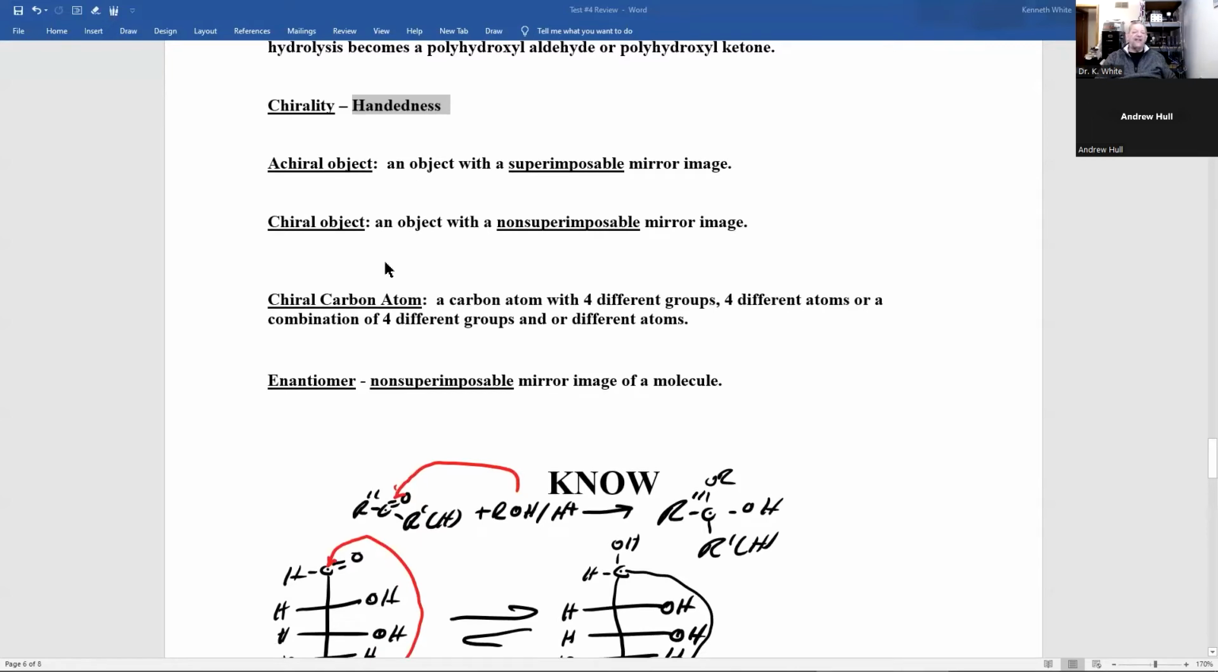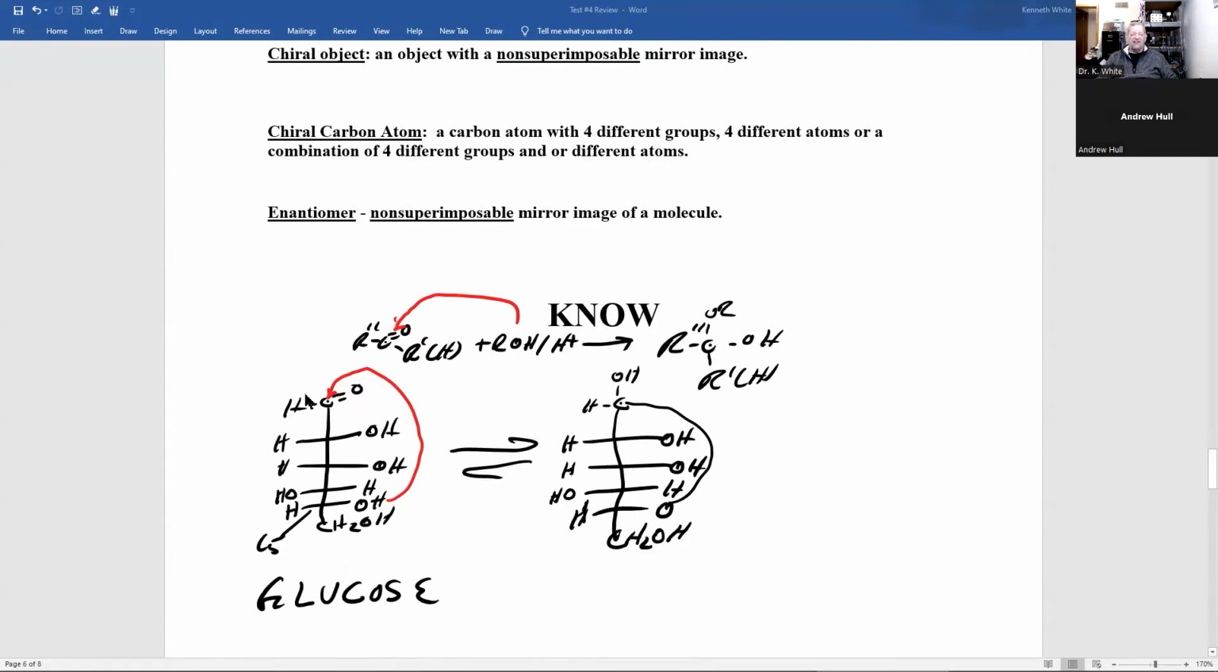All right, now, next, since we're talking about chemistry, organic chemistry, the most important thing is the carbon atom. Let's talk about chiral carbon atoms. And you should know that a chiral carbon is a carbon atom with 4 different groups, 4 different atoms, or a combination of 4 different groups and atoms. If it has more than 2 of the same atom or group on it, it's not a chiral carbon. Next, I talked about enantiomers. Enantiomers are non-superimposable mirror images.